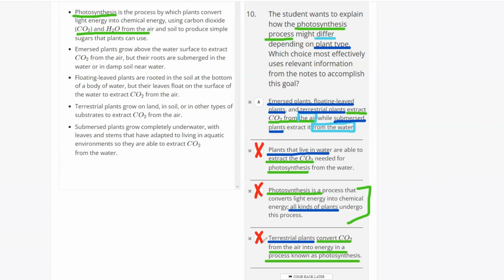The only correct option is choice A. Notice how we see all elements from the goal given to us by the question in choice A. We see a discussion of different plant types, we see a discussion of how these plant types differ, and we see a reference to the photosynthesis process. So that's what you need to pay attention to when you see a rhetorical synthesis question. Find the answer choice that fulfills all parts of a given goal.